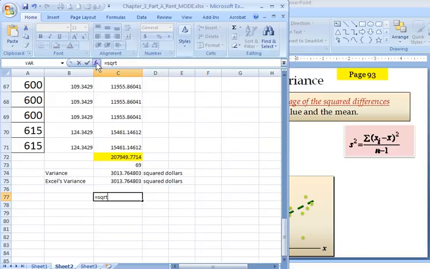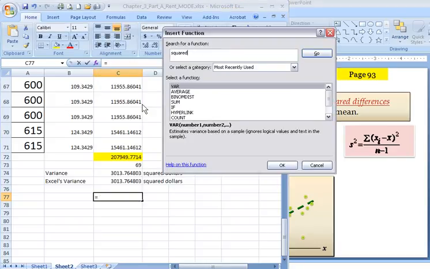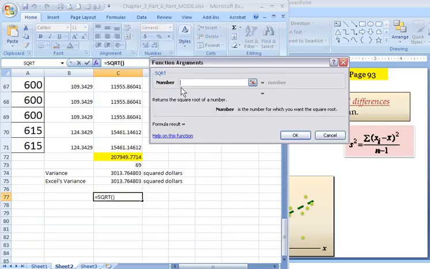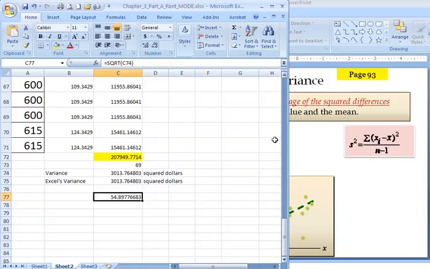Hey, if I didn't know that, I would come up to this scripty f sub x function, and I would type in that I'm trying to take the square root. And look at that, SQRT is the function. Now it says, what are you trying to take the square root of? The variance. Click OK. And look at all those decimal places I've maintained. So now I know that this is the dollars. So what have I just calculated? We called this the standard deviation. So in other words, how much does my data deviate within itself as we look at the data values?